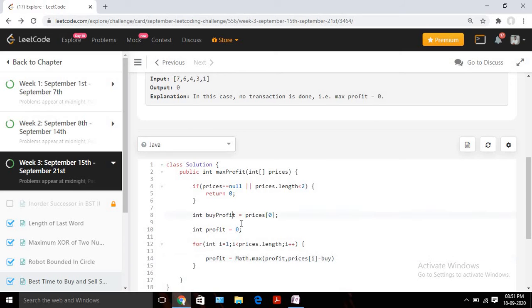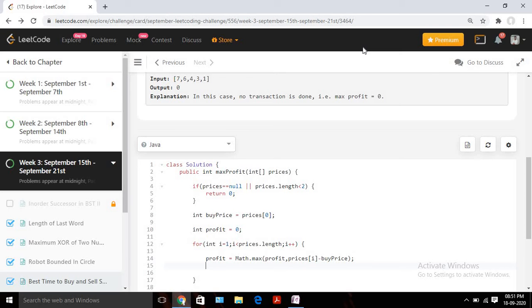So let us probably name it as buy price only. Okay, so that will be much better. So whatever my buying price, I will minus that. Okay, then whatever the maximum, I am going to consider that as my profit for that particular day. Okay, after that my second option is, now I will check my buy price, right?